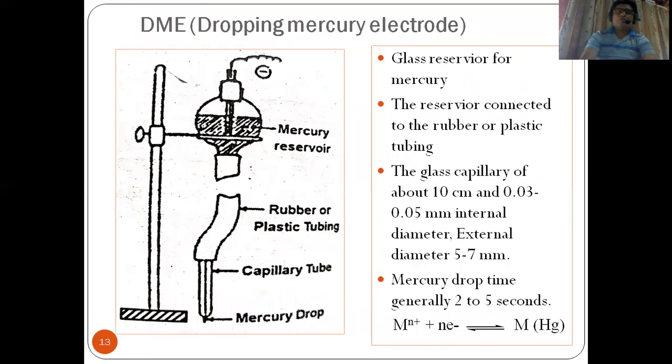Let us see the dropping mercury electrode. This dropping mercury electrode consists of a mercury reservoir to hold the mercury, then a rubber or plastic tubing, and the capillary tube. That capillary tube is 10 centimeters in length and 0.03 to 0.05 millimeter in internal diameter, and the external diameter is only 5 to 7 millimeter. In general, the mercury drop time is maintained between 2 to 5 seconds.